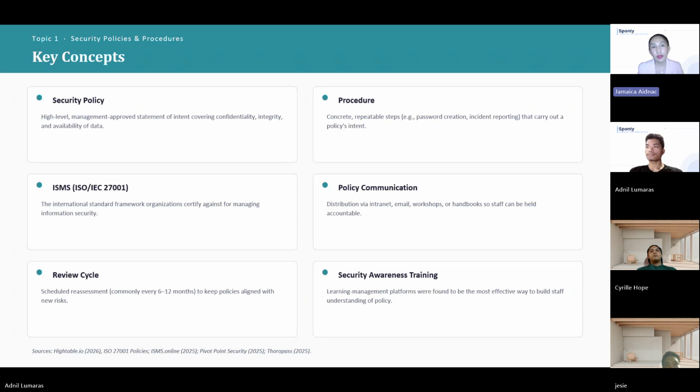And in summary of my topic, security policies and procedures are the foundation on which every other control in an organization is built. A policy without a procedure is an intention without a method, and a procedure without a policy has no clear purpose. Together, they turn security from an abstract goal into daily, accountable practice. And when maintained properly, they give the organization both a defensible record and a genuine culture of security.